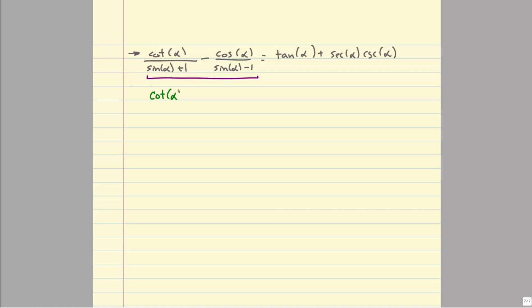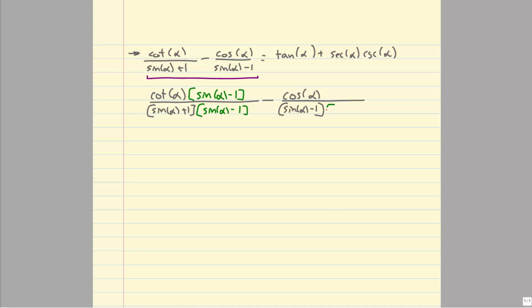So I'm going to have cotangent of alpha, times, actually let's change that up a little bit. I'm going to have cotangent of alpha times sine of alpha minus 1 over sine of alpha plus 1 times sine of alpha minus 1. So that's the left-hand fraction with that common denominator, minus, okay, then I'll have cosine of alpha over sine of alpha minus 1, and then I'll multiply top and bottom by sine of alpha plus 1. Okay, so the green is multiplying top and bottom to get that common denominator.